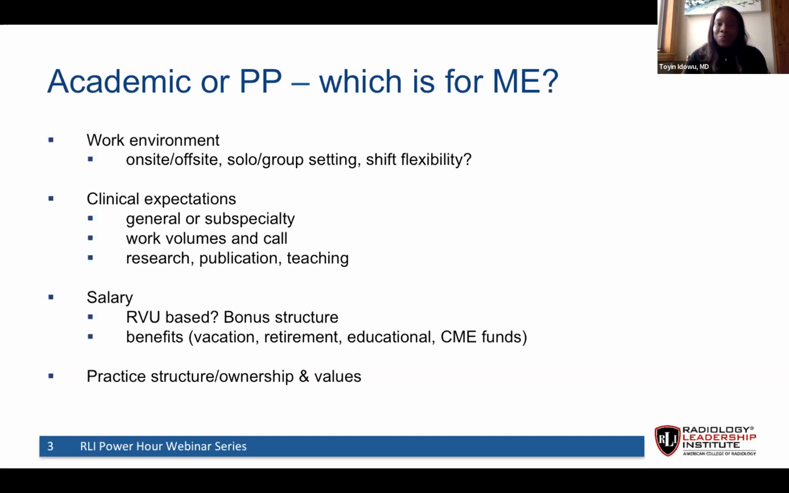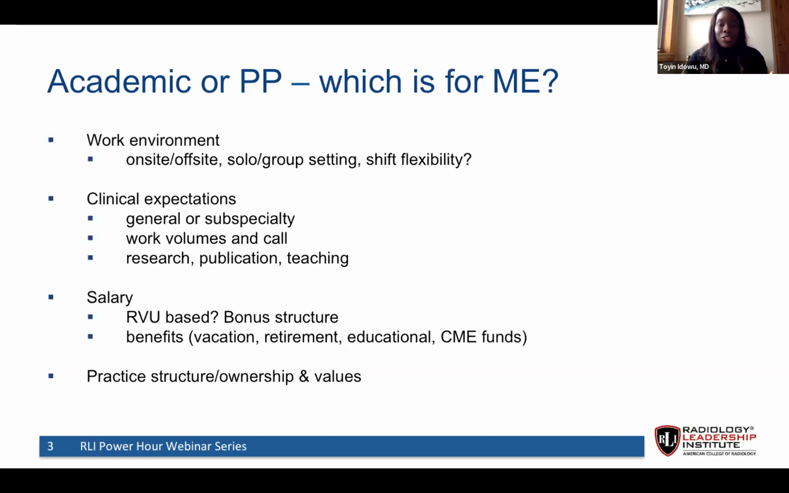Work volumes and call, again, those lines have blurred so much. I remember coming from my previous practice into this private practice setting and realizing that I read a similar amount in volume at a certain point. That has changed. In my private practice, I'm reading a lot more, but I think across the board in radiology, we're seeing an increase in volume expectations. I don't think that's specific to my practice or area, but you want to get an idea of what those work volumes are going to be, what the expectations are in terms of how many studies you're reading per day, if there are RVU expectations, and how much call you're taking, how many weekends of call you're taking.